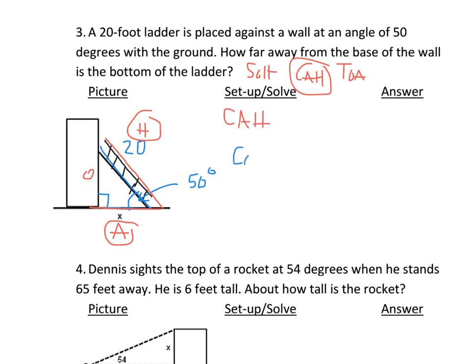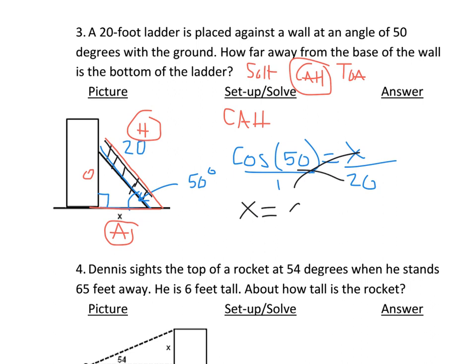Alright, so cosine of our angle, which is 50, equals A, which is x, over h, which is 20. And then you can just multiply by 20 on both sides, or you can make it a fraction and cross multiply. So x times 1, x equals cosine of 50 times 20. I write it like this instead of writing it as this. Let me just show you.